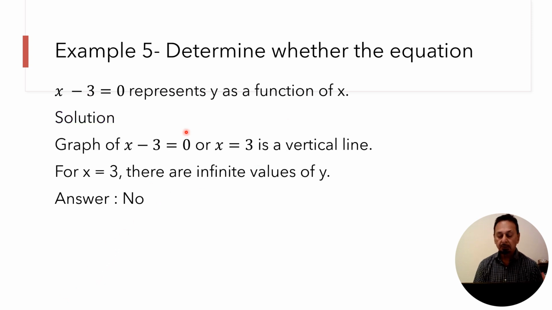Example 5. Does x minus 3 equals 0 represent y as a function of x? The graph of x minus 3 equals 0, or x equals 3, is a vertical line. So for x equals 3, there are infinitely many y values. So we say x minus 3 equals 0 does not represent a function.